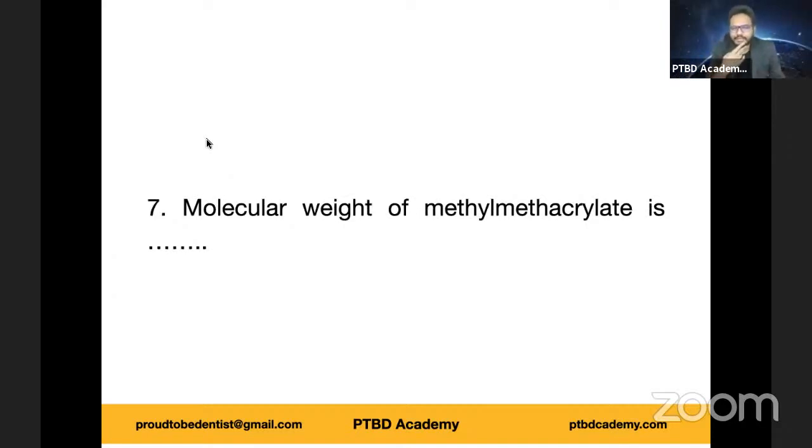This is very simple, and I'm sure you know the answer for this question. Let's see. Molecular weight of methylmethacrylate is dash daltons. So it's the molecular weight of methylmethacrylate. 7th question. Molecular weight of methylmethacrylate is... Pinky says it's 100.